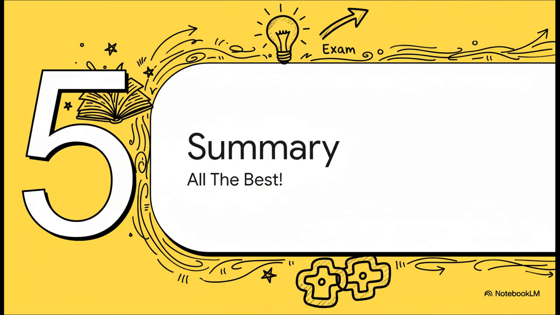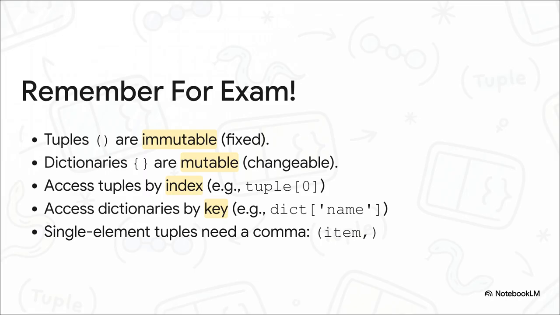Before we wrap up, let's just do a super quick summary of the most important points, so they are fresh in your mind for the big day. Okay, ready? Let's revise. Number 1, tuples, round brackets, are immutable, are fixed, Pakka friend. Number 2, dictionaries, curly braces, are mutable, are changeable, smart friend. Number 3, we find things in tuples using their index number, 0, 1, 2, and so on. Number 4, we find things in dictionaries using a unique key. And number 5, our secret trick, a single item tuple needs that magical comma.